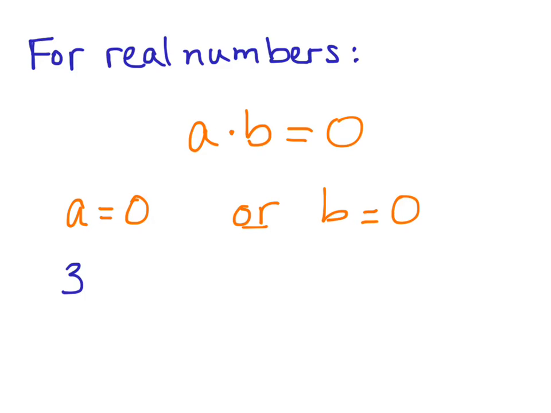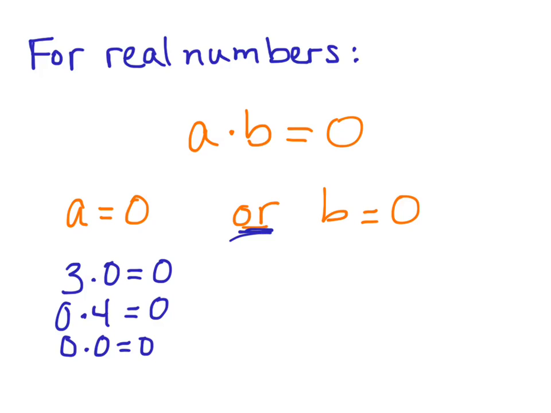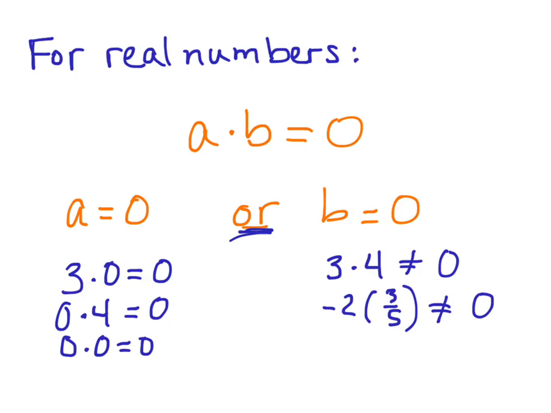If we had 3 times 0, I can confirm that that's 0. Or 0 times 4, that's 0. Or it would work if both of these numbers were 0. So when we say or, we mean one or the other or both must be 0. Now if that's not true, let's say we have two numbers that are multiplied where neither one is 0, there's no way that that's going to multiply to be a product of 0. And I can try this with negatives, I can try this with fractions, any real numbers that I want, but if neither of them is 0, then my answer will not be 0.